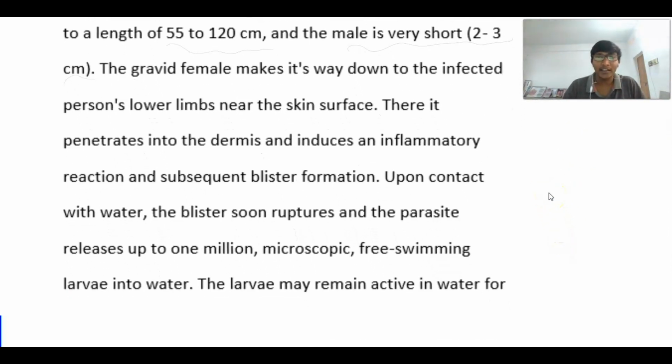When it enters, it penetrates into the dermis, and it induces an inflammatory reaction and subsequent blister formation, as I said. Upon contact with the water, the blister soon ruptures and the parasite releases up to 1 million microscopic free swimming larvae into the water. So whenever the matured female is kept in the water, it is capable of releasing up to 1 million microscopic swimming larvae. Whenever a healthy person drinks that contaminated water, automatically he is getting infected.